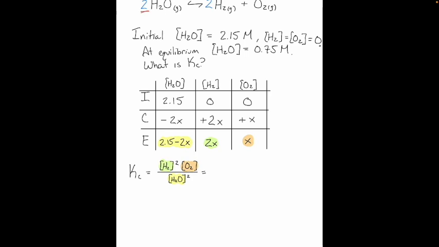Okay, so plugging everything in, I get 2x, all of it squared, right? Make sure the 2 and the x are getting hit by that exponent, times x, all over 2.15 minus x, and that whole thing squared. What's up? It's minus 2x. Yes, it is. I was just making sure you were paying attention. Minus 2x squared.